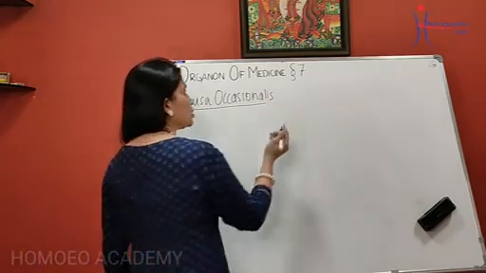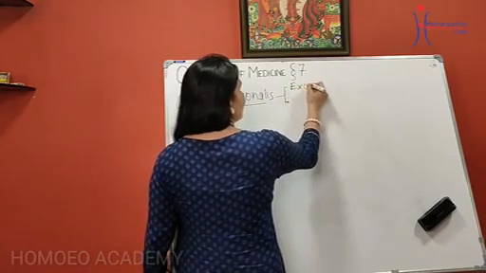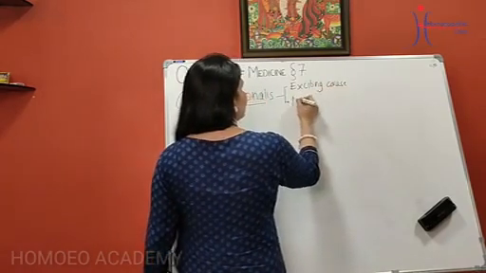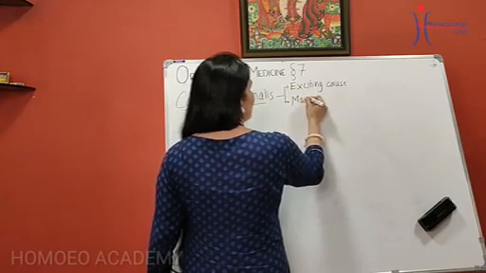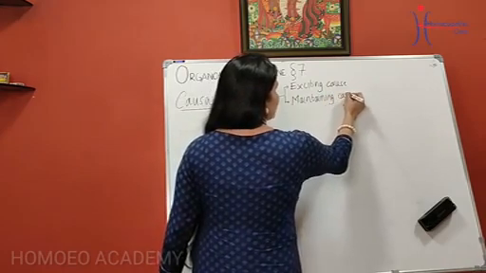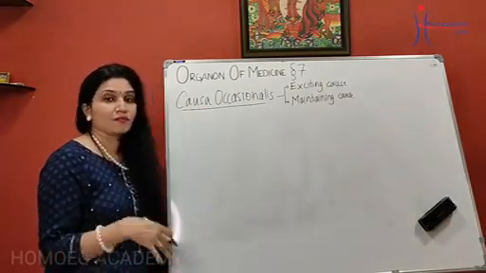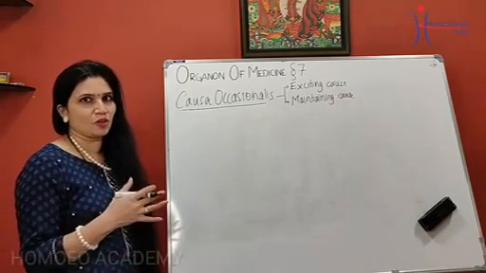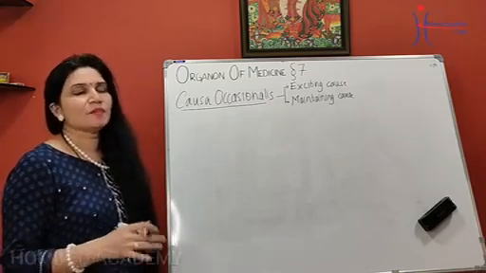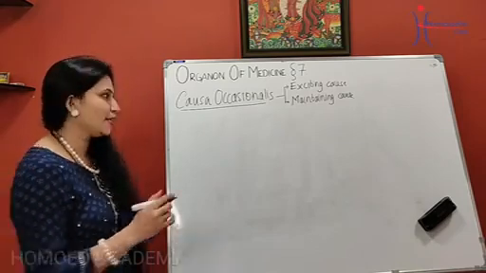Causa occasionalis means both exciting cause and maintaining cause. So the exciting cause and maintaining cause together are called causa occasionalis. Because I have already explained and taught you exciting cause in Aphorism 5, here I will be only giving importance to maintaining cause. But when it comes to the exam, don't forget you have to write both exciting and maintaining cause.